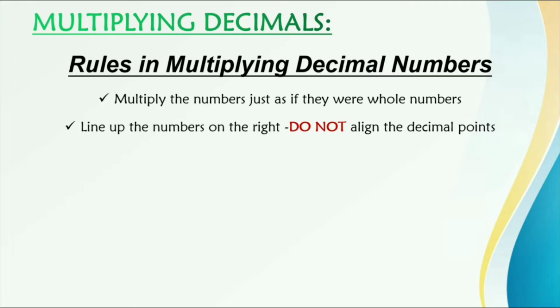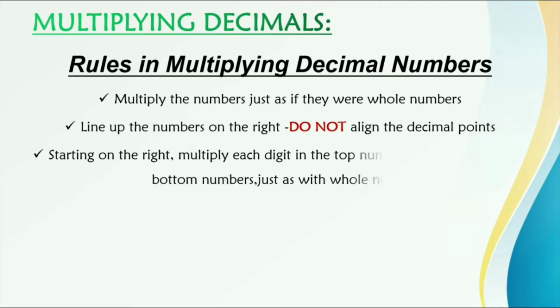Next, line up the numbers on the right. Do not align the decimal points. Kung sa addition and subtraction ng decimal, ina-align natin ang decimal points. In multiplying decimal numbers, hindi natin gagawin yon. Ang ia-align natin yung mga numbers on the right. Kailangan pantay-pantay sila sa right.